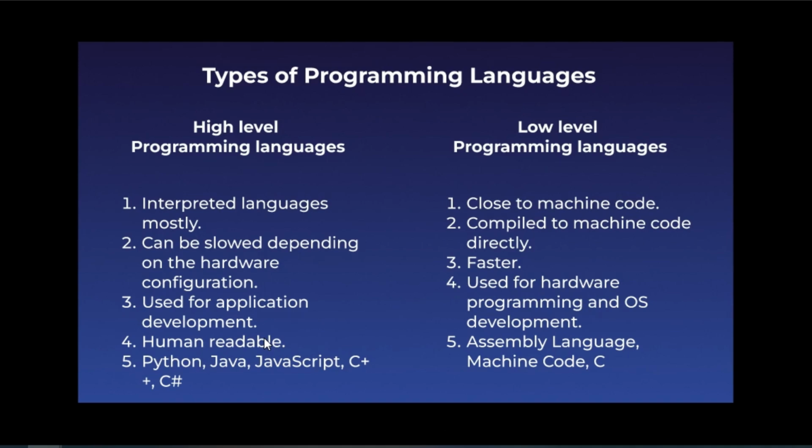Now, here it is close to machine code, or it is machine code directly. Compiled to machine code directly, faster, used for hardware programming and operating system development. It's assembly language or machine code or C. These are examples.